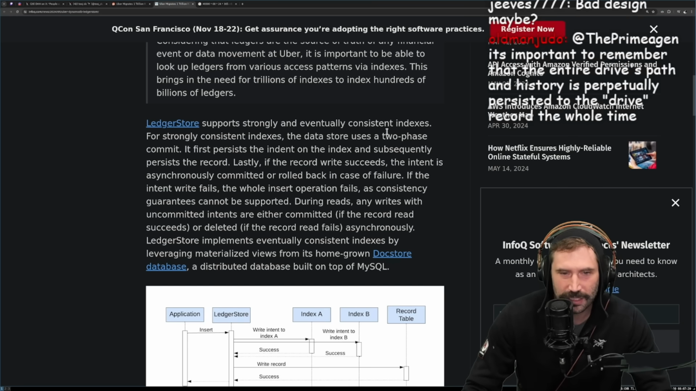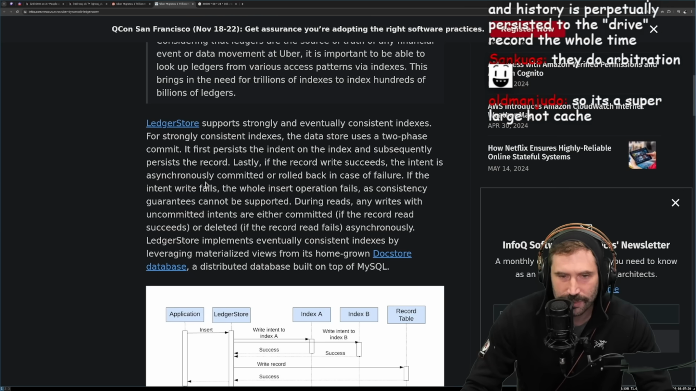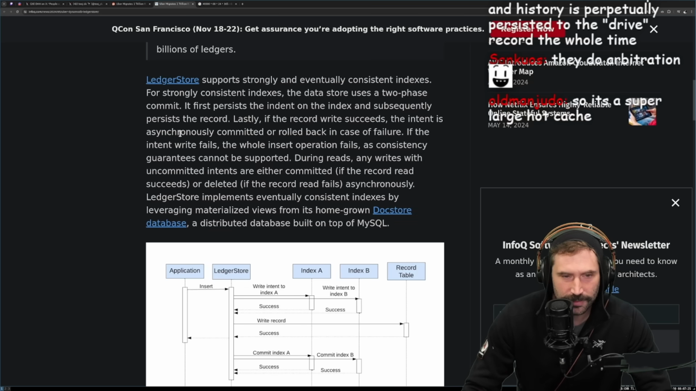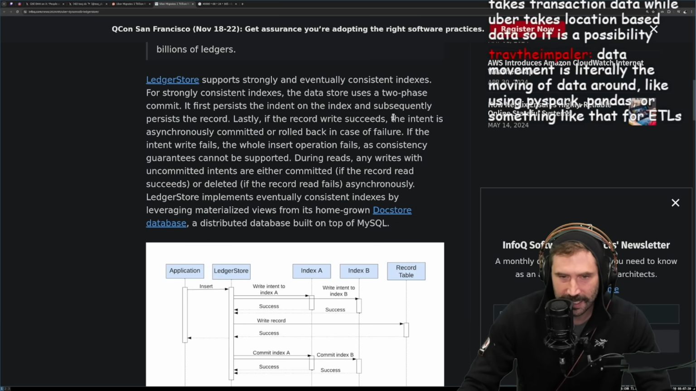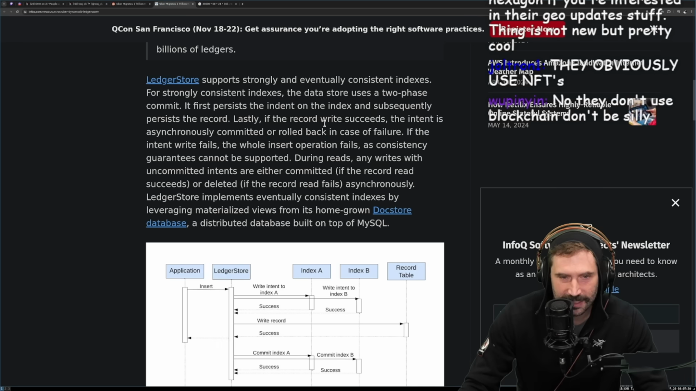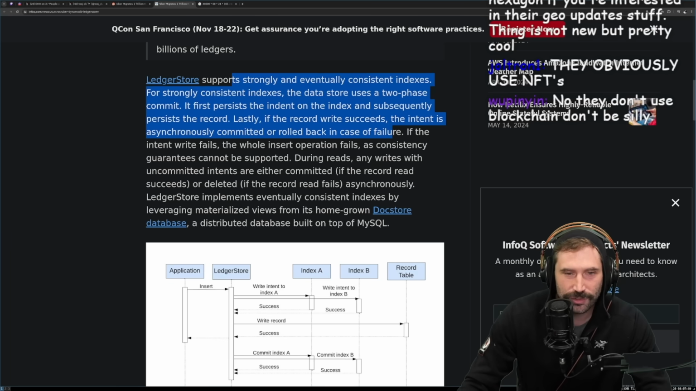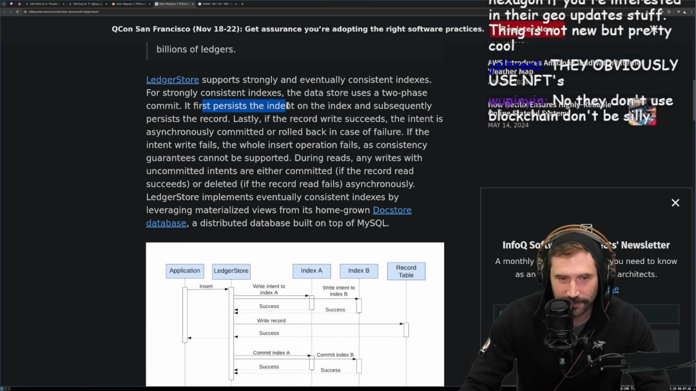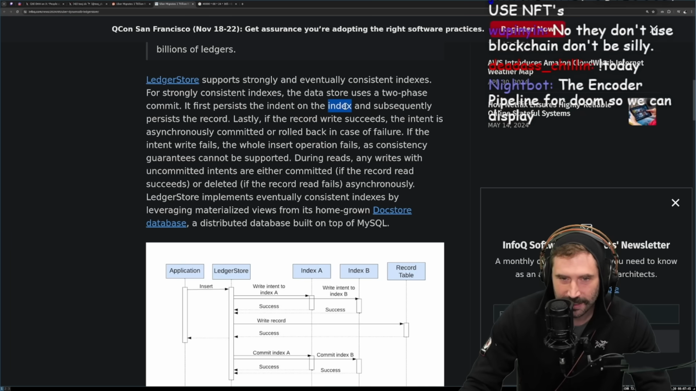Ledger Store supports strongly and eventually consistent indexes. For strongly consistent indexes, the data store uses a two-phase commit. First, it persists the intent on the index and subsequently persists the record. Lastly, if the record write succeeds, the intent is asynchronously committed, or rolled back in the case of failure. There were a lot of words that were almost the word index in there that got me a little bit confused. It persists the intent in the index, and the intent is asynchronously committed.